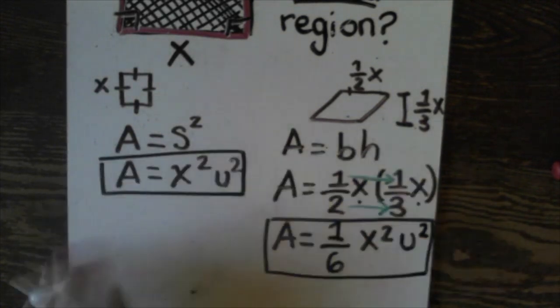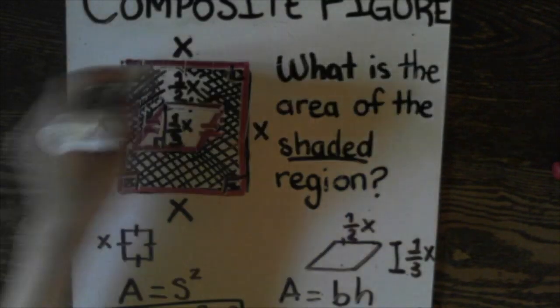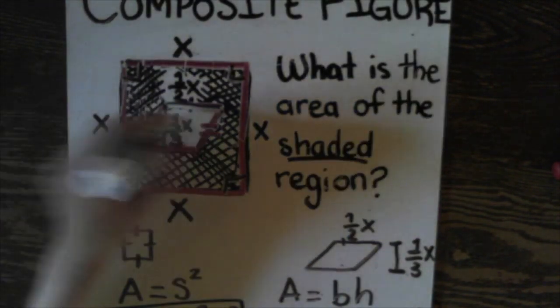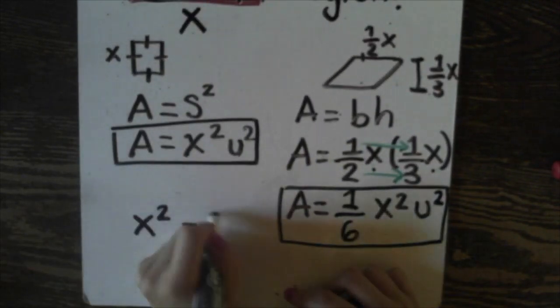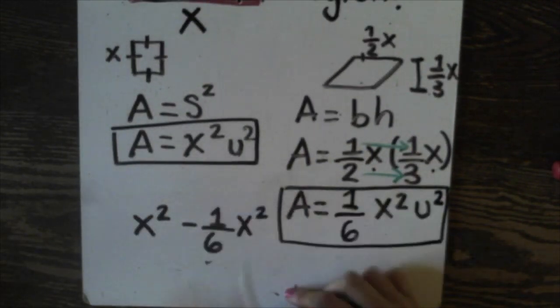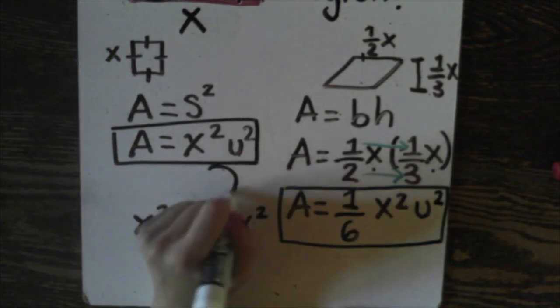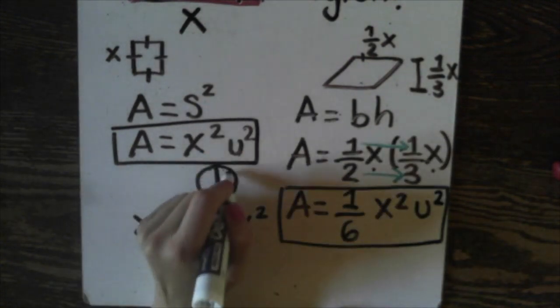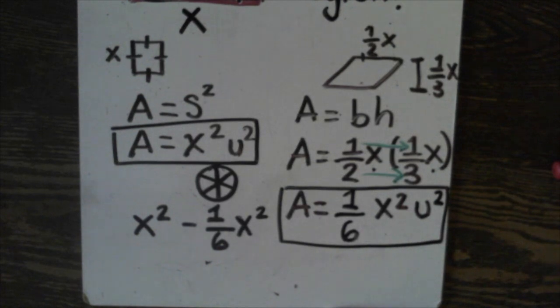Now that we have both areas, we can take a look at the shaded region. It is everything on the square minus the parallelogram. We take out a window from this screen. And so we are going to do x squared minus 1/6 of x squared. And 1/6, we can think about it as a pizza. You take out one slice.